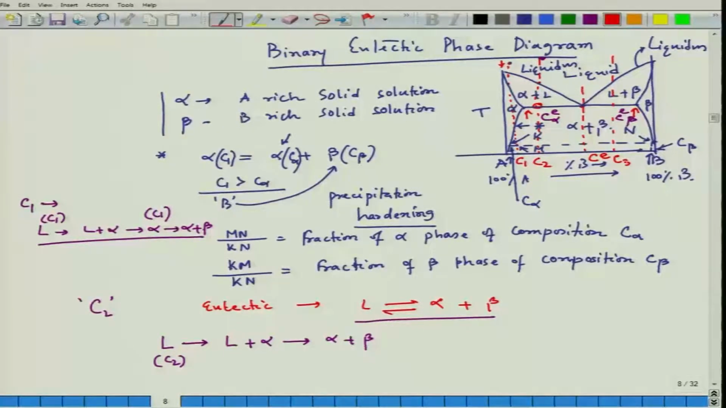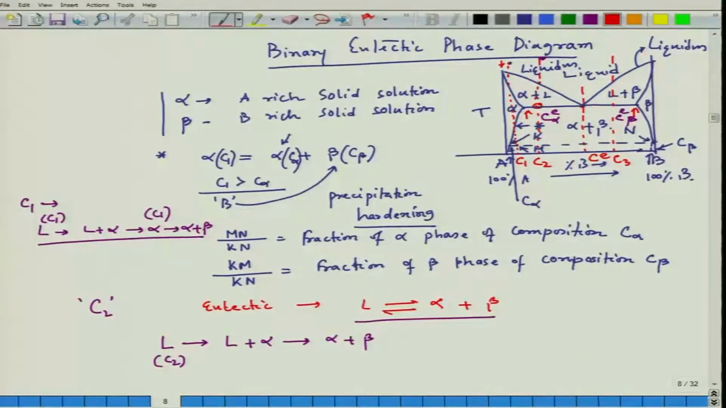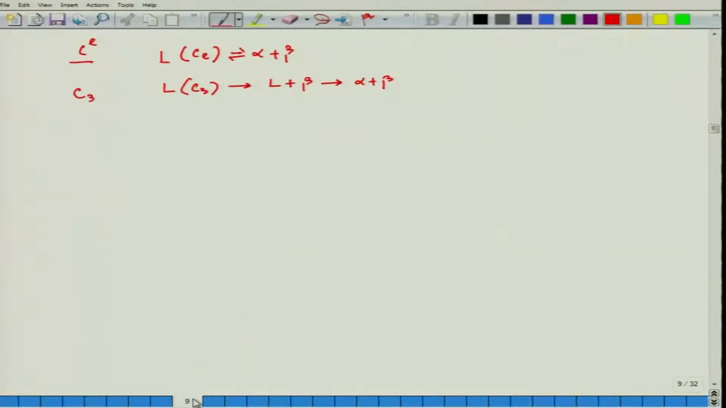Now, if I take another composition here, let us say C3, the change would be: liquid C3 first transforms to liquid plus beta, then going to alpha plus beta. And we can have another composition, let us say this, which is C4. For C4 the sequence of changes would be: liquid C4, liquid plus beta, then going to beta, then going to alpha plus beta.